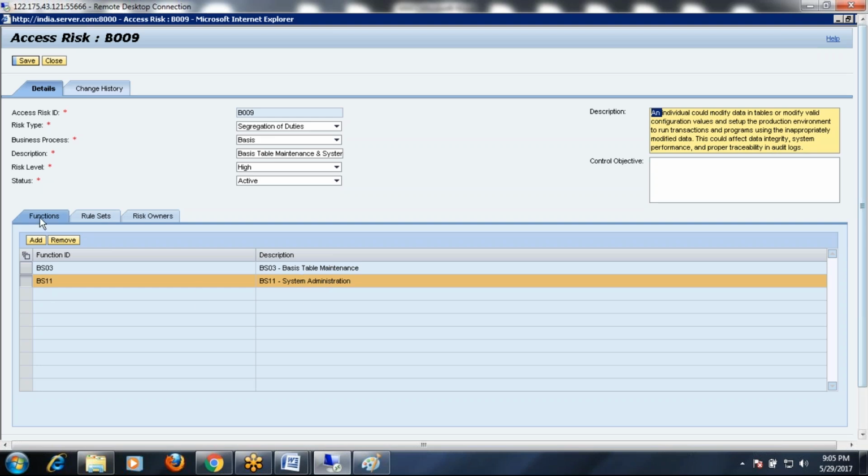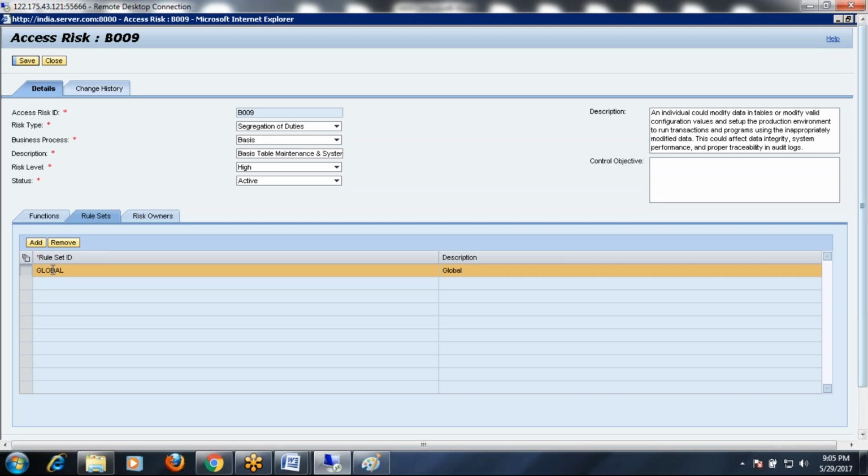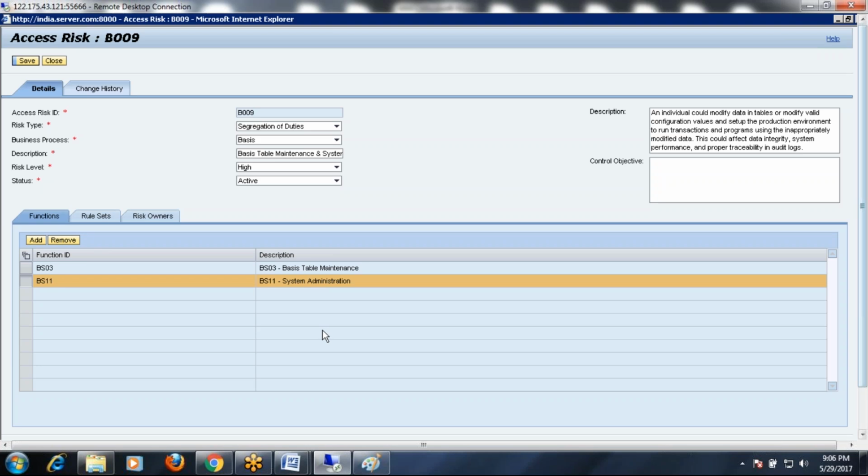So these are the two functions now. If a user is able to perform two functions, basis table maintenance and system administration, that is referred to as this risk ID B009. This risk ID belongs to a rule set called global. So this is where the link between risk and the global rule set is available. This risk ID B009 is available under the risk rule set called global. Clear so far? So if a user performs these two functions, then this is the risk ID according to the global rule set.